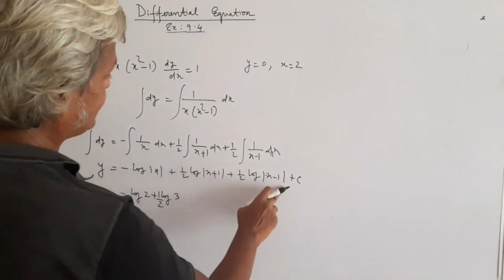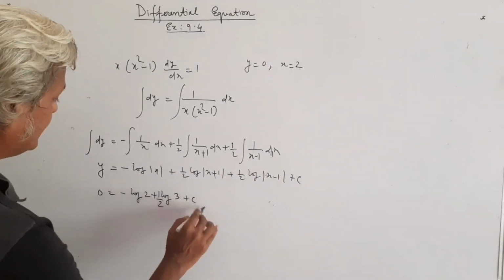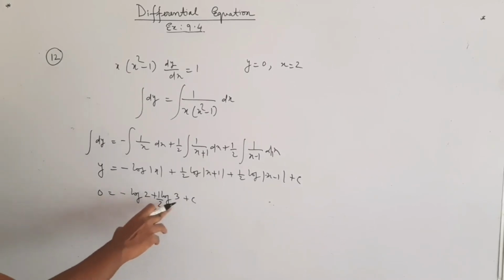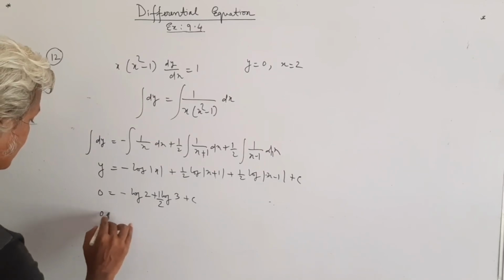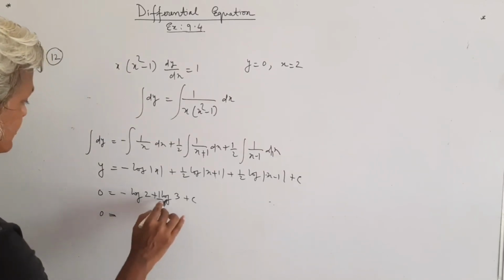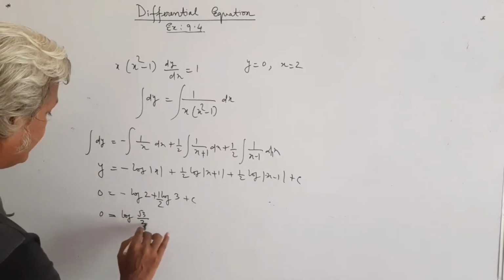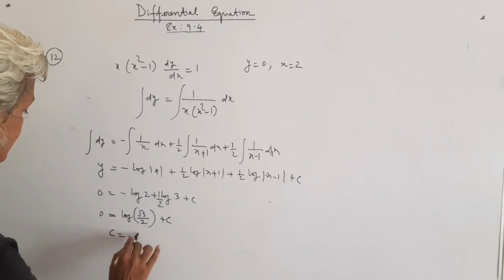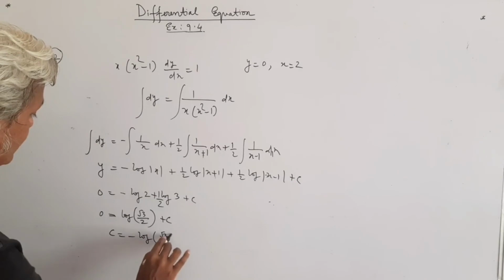And this is 2 minus 1, which is gone, it's not required. Plus c. Then this is log m minus log n, so this is log of root 3 by 2. So the value of c: 0 equals log root 3 over 2 plus c. So what is c? c is minus log root 3 over 2.